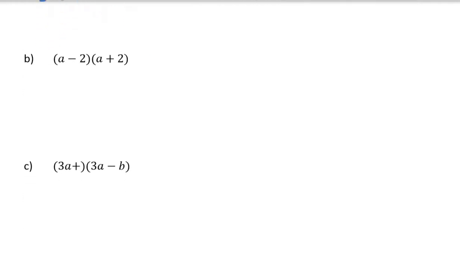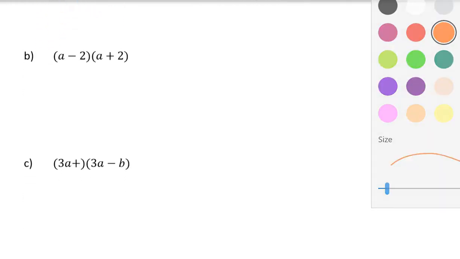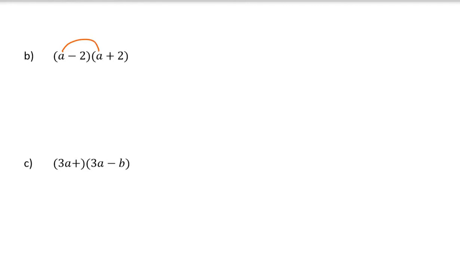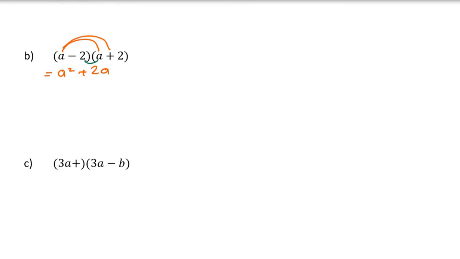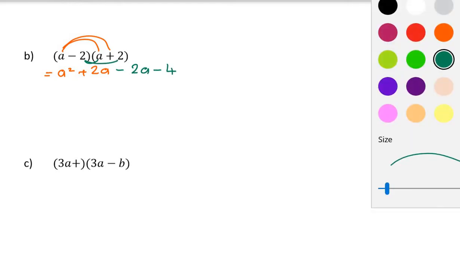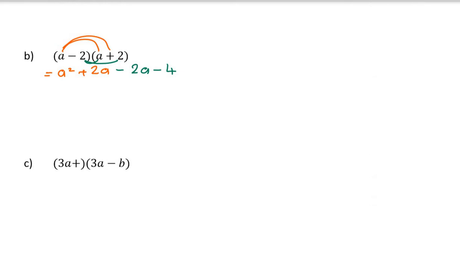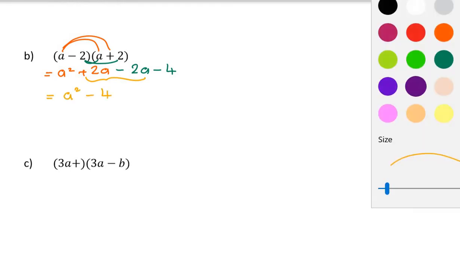So if I go down to my next two questions, just to do exactly the same thing, a times a is a squared, a times 2 is 2a. Then I distribute in my minus 2, so it's minus 2a and minus 4. And what do you know? My middle terms cancel, and so I simply land up with a squared minus 4. And so hopefully by the end of this we've seen a pattern.